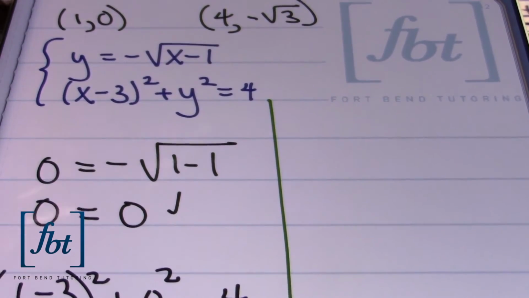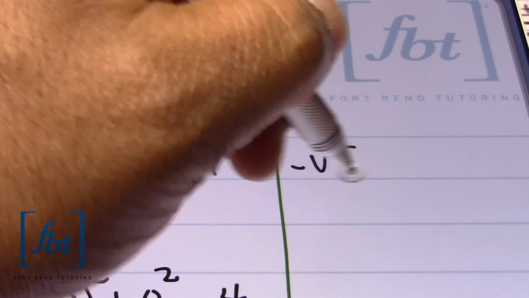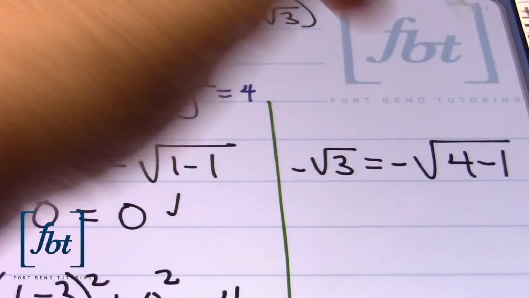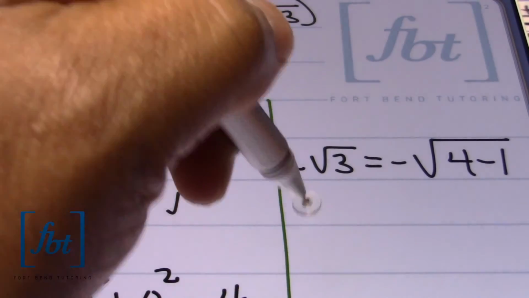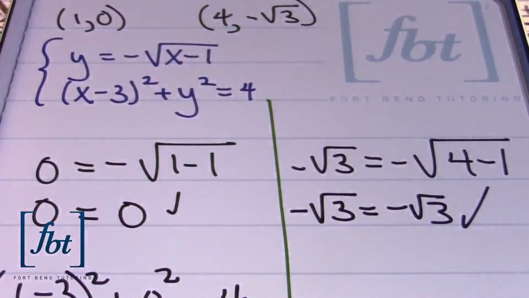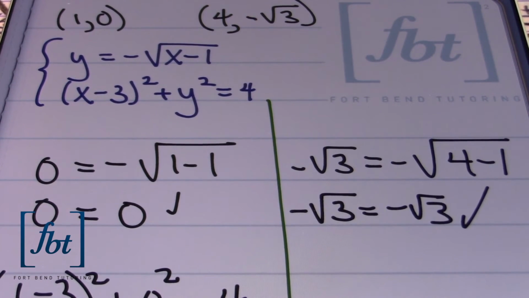With our second point, we have negative square root of 3 equals the opposite of the square root of 4 minus 1. Simplifying that 4 minus 1, we'll have negative square root of 3, which equals negative square root of 3, and this checks out just fine. So now let's see if this works in our second equation.